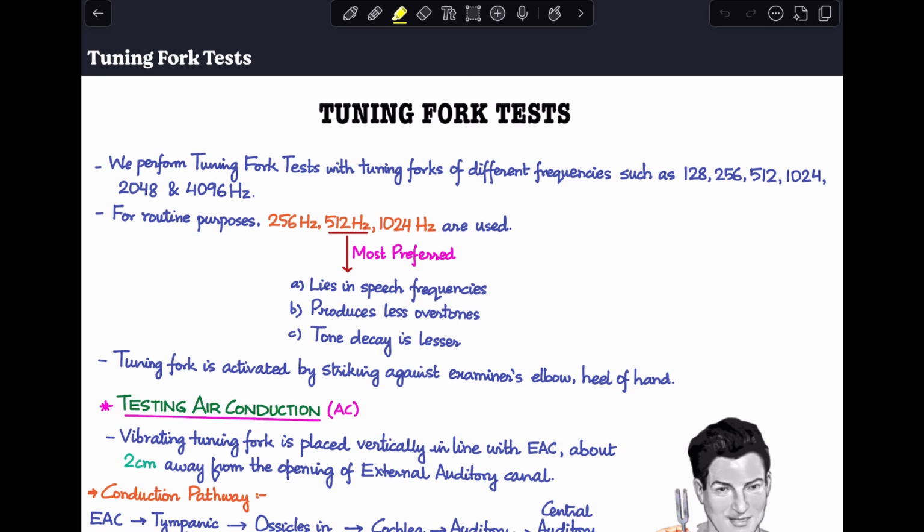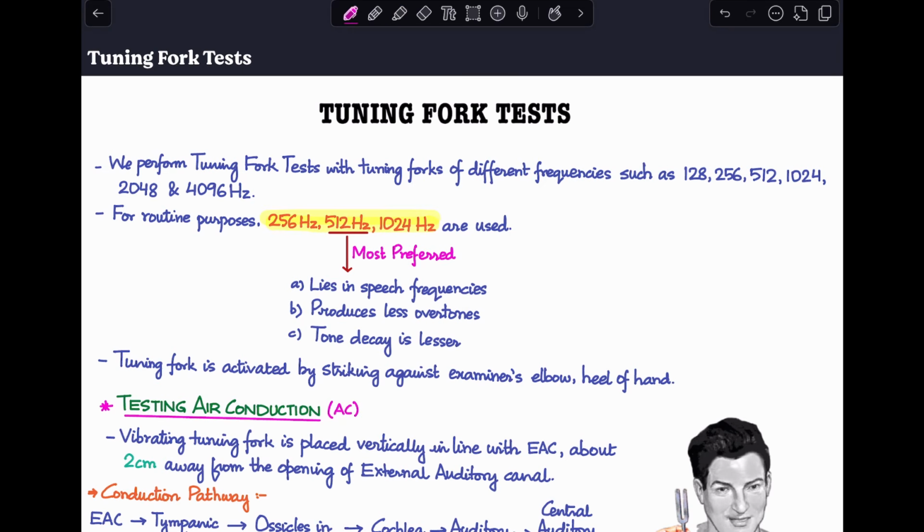So, first of all, we use tuning forks of different frequencies. There's a lot of frequencies of tuning forks that are available, like 128, 256, 512 hertz, 1024 hertz, 2048 hertz, and 4096 hertz. But out of this, these are all not used practically in routine life. The ones that are used more commonly are 256 hertz, 512 hertz, and 1024 hertz.